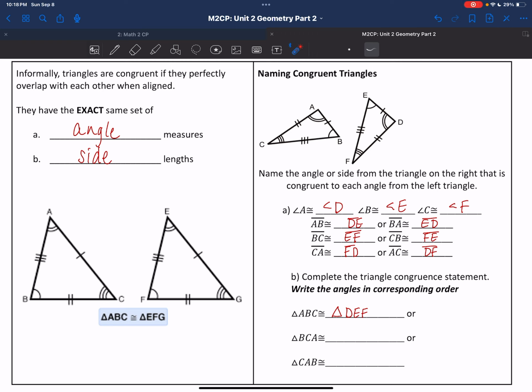All right, CA, you've got your 2 marks here. So you're looking here for your 2. So you know CA is going to go with FD, or AC is going to go with DF. So it all matches up. So let's go ahead and do this to complete our congruency statement. So for this one, you have to read it in order. So A goes with D, B goes with E, C goes with F. All right, so let's look at angle B. We said angle B goes with angle E, so we're going to write that first.